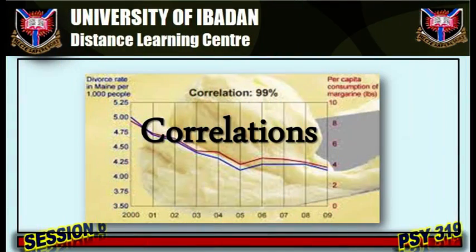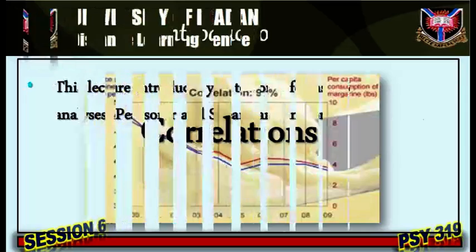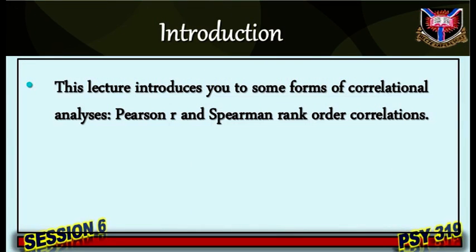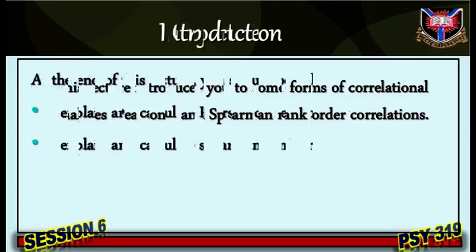Study Section 6, Correlations. Introduction. The present study section introduces you to some forms of correlational analysis. The correlation analyses discussed and worked in this study section include Pearson r and Spearman rank order correlations. The two correlation analyses discussed in this study section have peculiarities in their use. In other words, for data where Pearson correlation is applicable, a Spearman rank order correlation will not be appropriate.